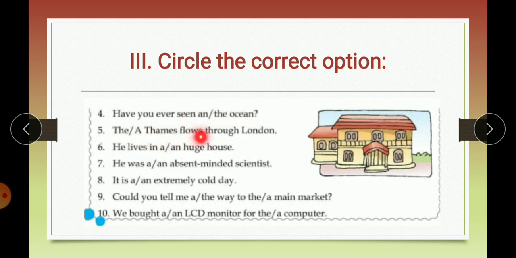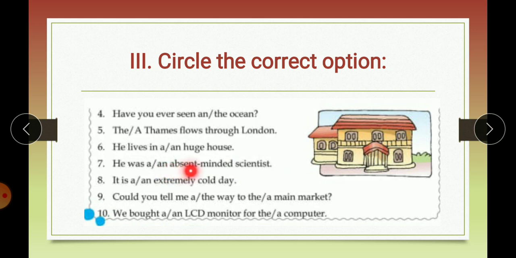The Thames flows through London, or a Thames flows through London. Thames is the name of a river, and before the names of rivers we put the. So the answer is the Thames flows through London. He lives in a huge house, or an huge house. We will be putting a huge house, because H is a consonant and having a consonant sound. Seventh one: he was a absent-minded scientist, or an absent-minded scientist.